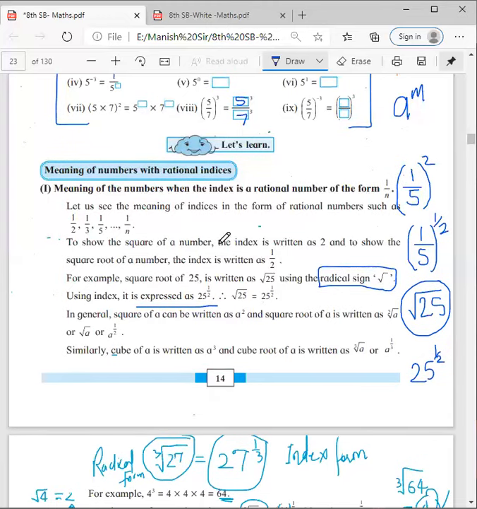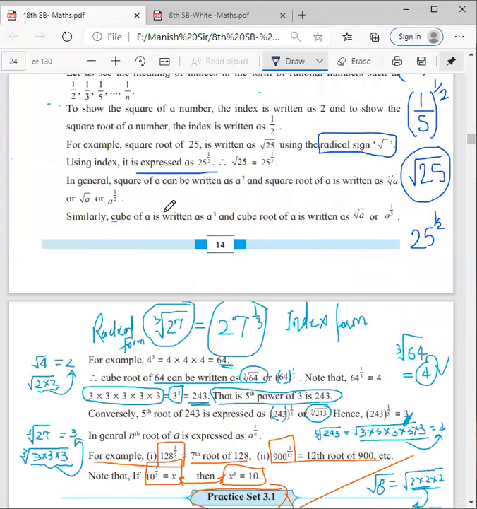No doubt. Good. Next to that, what they have given, say this. In general, the square of a can be written as a raised to 2, and the square root of a can be written as, that is what? In the radical, that is what? A. And here is what they have written, 2.